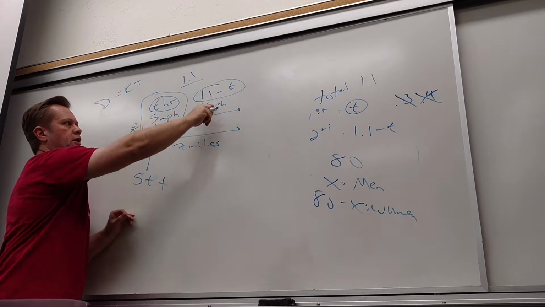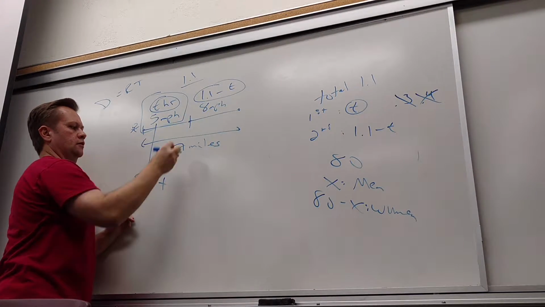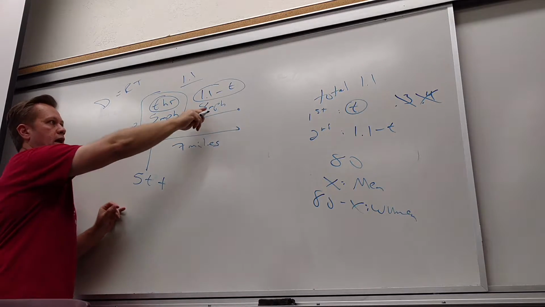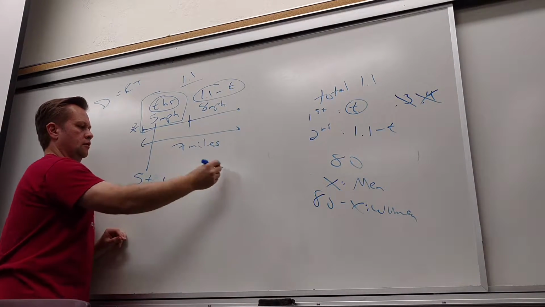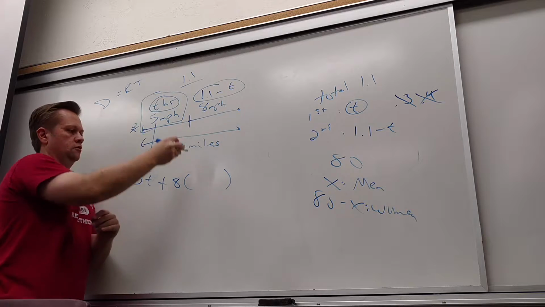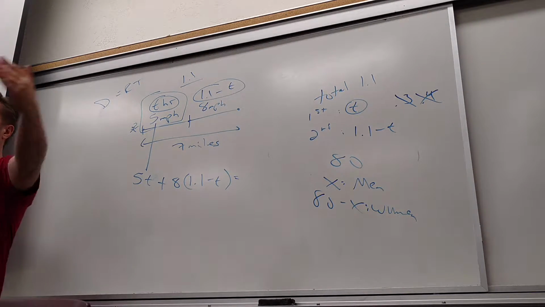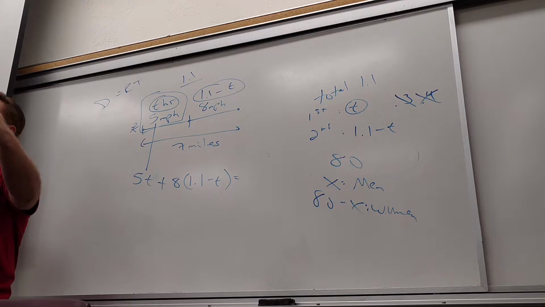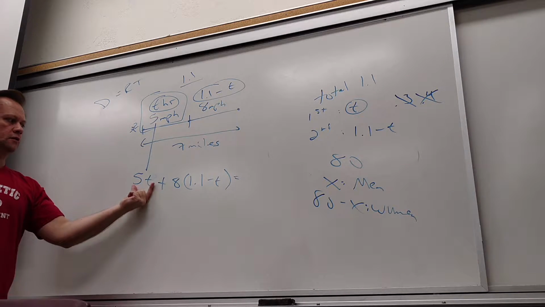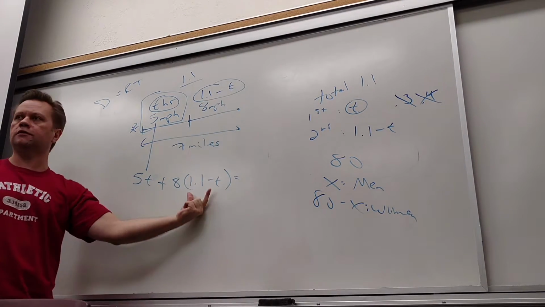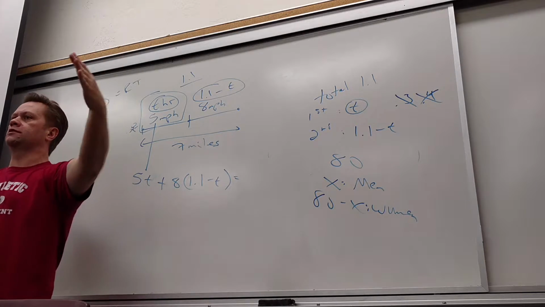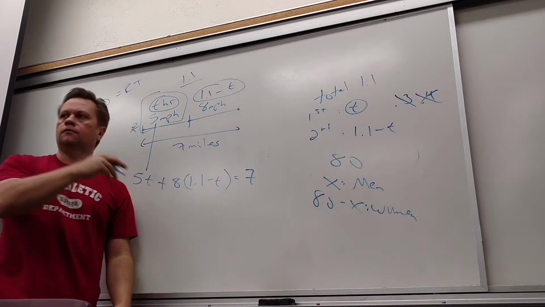Plus, how far did they make it here? 8 times. For how long? 1.1 minus T. And that's got to equal what? 7. Because the total distance they went was 7. So the distance from this piece plus the distance from this piece must be the total distance they went. 7.